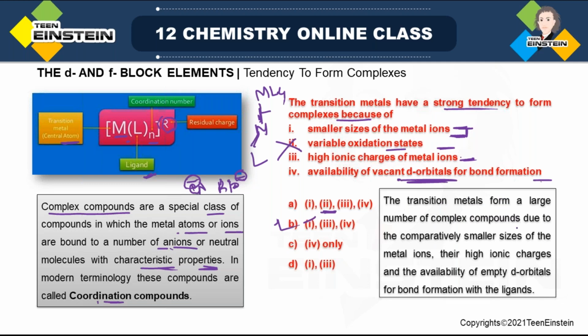Transition metals form a large number of complex compounds because of comparatively smaller size, number 1 reason; high ionic charge, second reason; and availability of empty d orbital, this is number 3. So correct option 1, 3 and 4. But 2 is not correct.